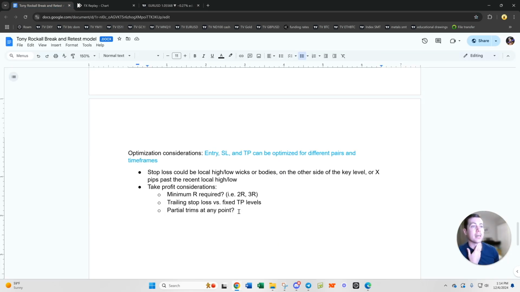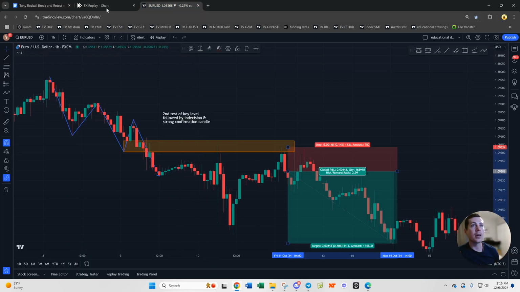You can play around with a few different things for the stop loss to try and optimize with that. You could also potentially optimize your take profits. Is 3R the best thing to go for, or do you want to try a trailing stop? Anything like that is a good trim, do partial trims at any point. So a lot of different considerations you could look into when you're backtesting to optimize. And I have a video a little while ago on how to optimize your strategies if you want to check that out. So yeah, let's dive into the backtest.